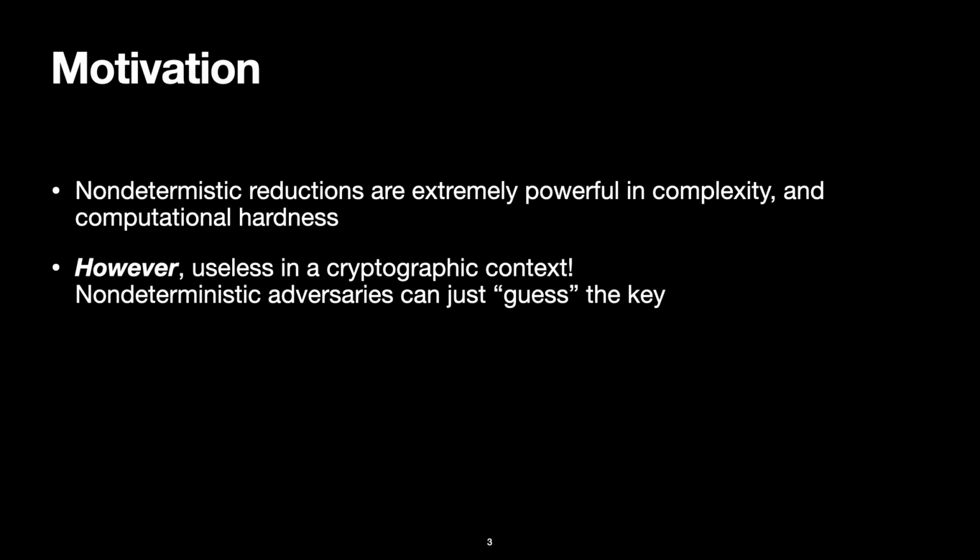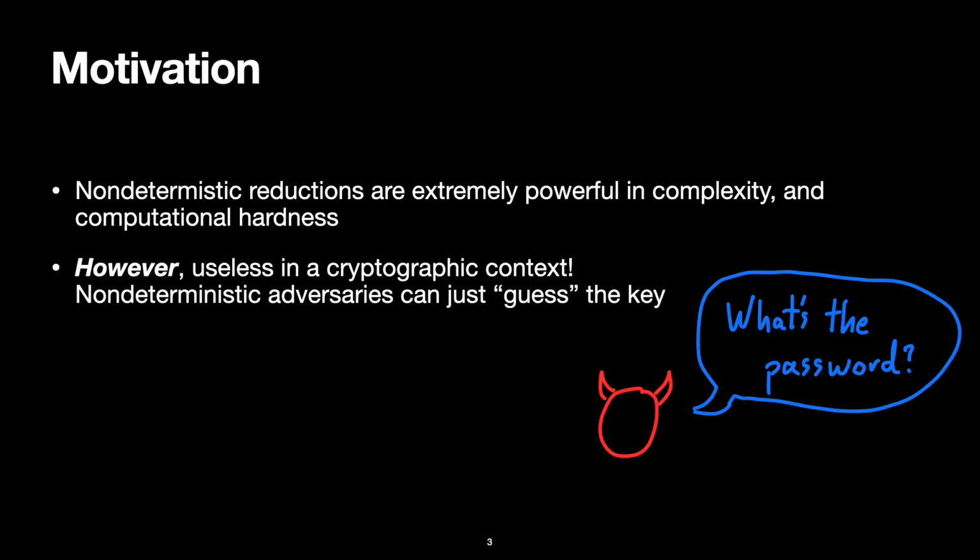A nondeterministic adversary can simply guess the secret key or the password and break whatever sort of encryption scheme you want. And so if you want a reduction that says if X crypto system is secure in a certain way, then a nondeterministic adversary could solve Y. With the standard definitions of nondeterminism, this won't work. The adversary will simply ask, what's the password? So how do we fix this?